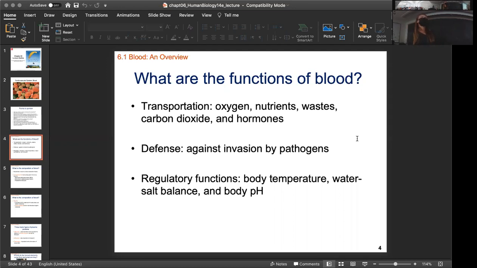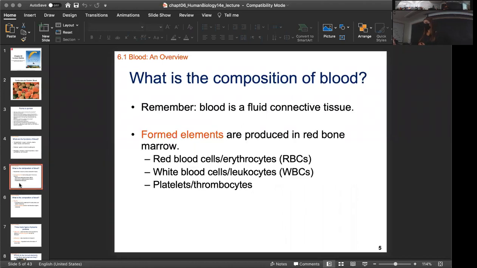It also helps with regulatory functions, meaning how do we regulate our body and maintain the functions that we need in order to live and survive. And that would be body temperature, water-salt balance, and your body's pH. Okay, we want to maintain a certain amount of efficiency in our body so that we can continue to pump blood, breathe oxygen, break down nutrients for fuel, and things like that.